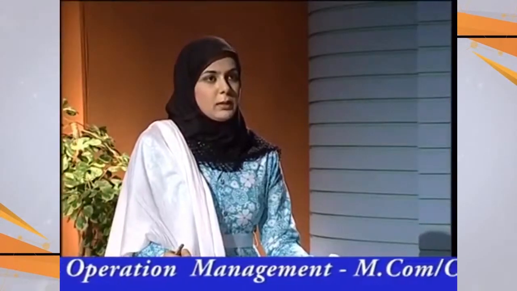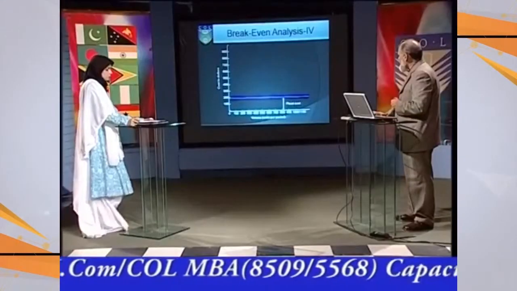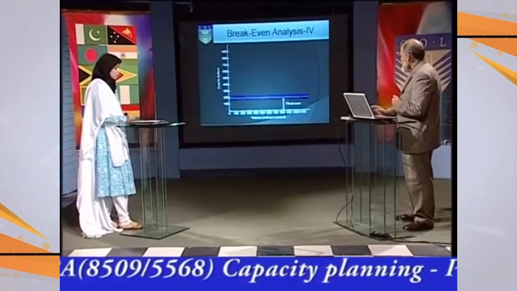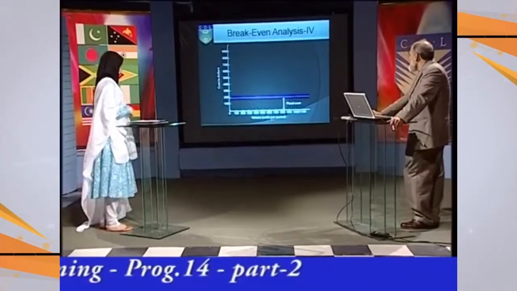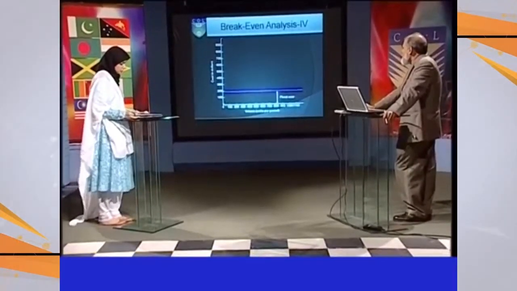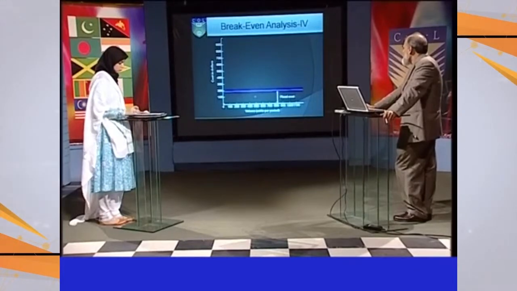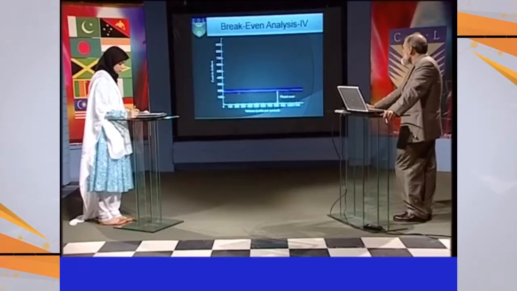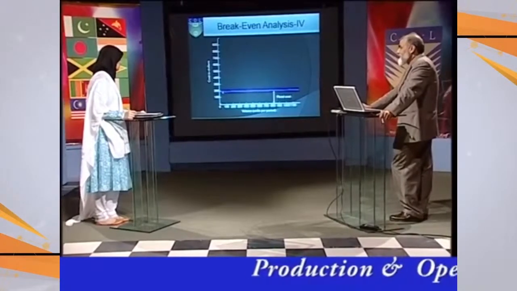Right. Sir, would you explain the break-even point with the help of an example? Yes, Aisha, I'll explain it with the help of this diagram. Look at this diagram. This tells us cost in dollars and volume in units per period of time. Regardless of how much you produce, 100 units or 200 units or 1,000 units, your fixed cost is going to remain. This line is a depiction of our fixed cost, right?